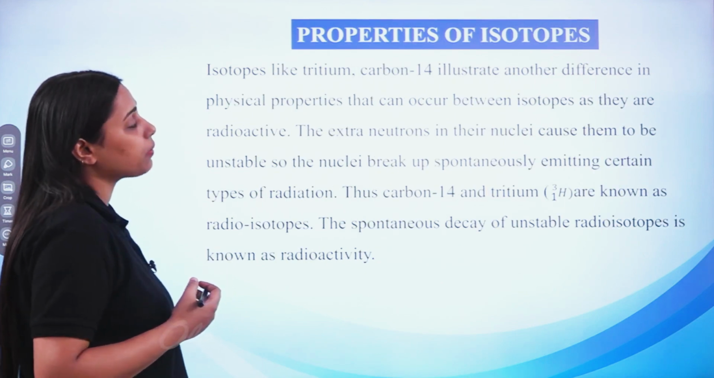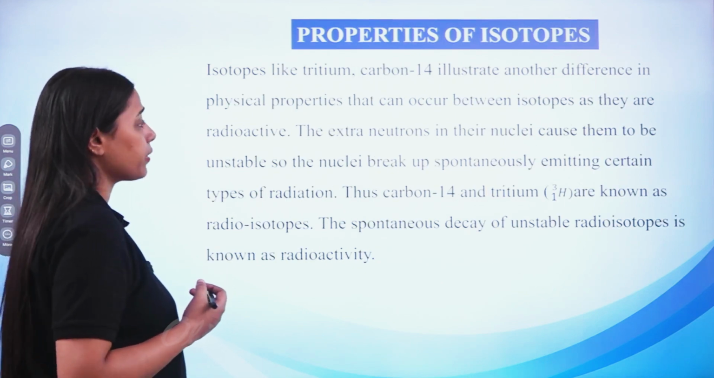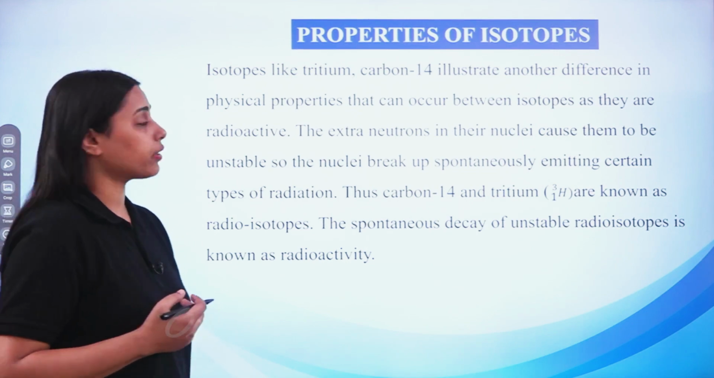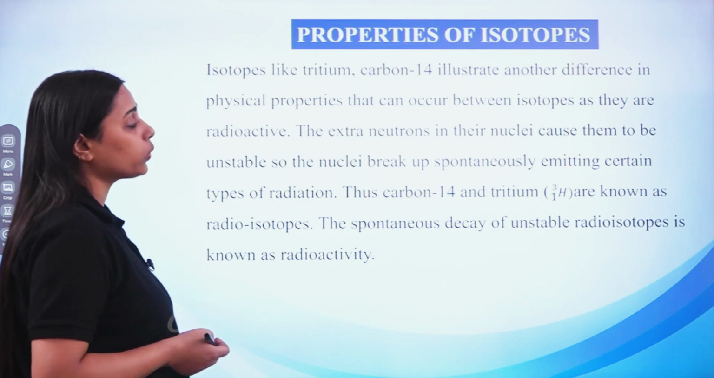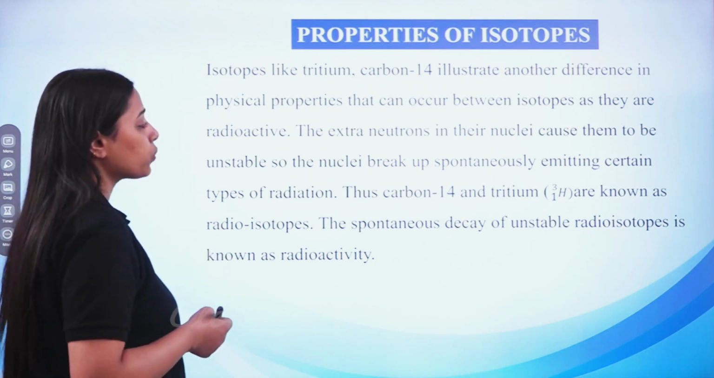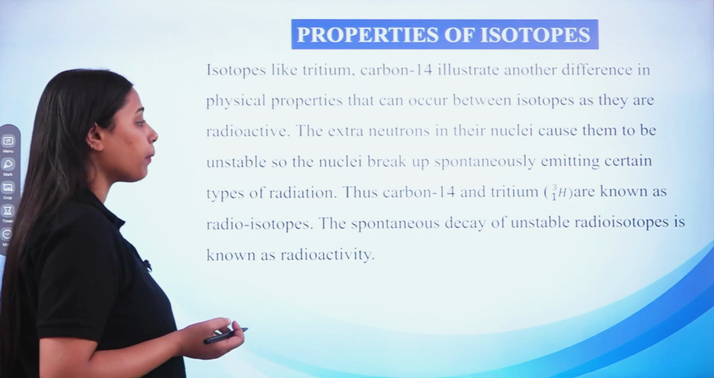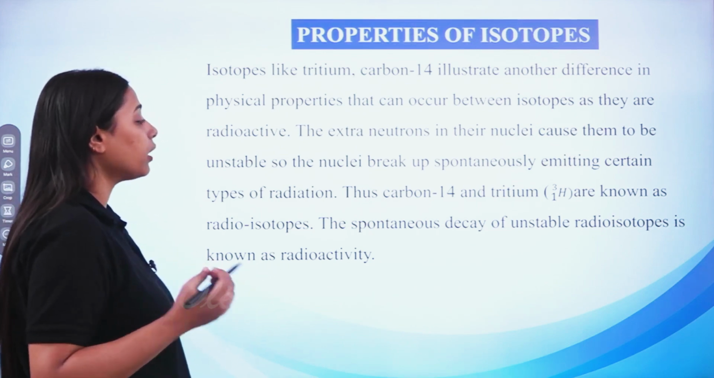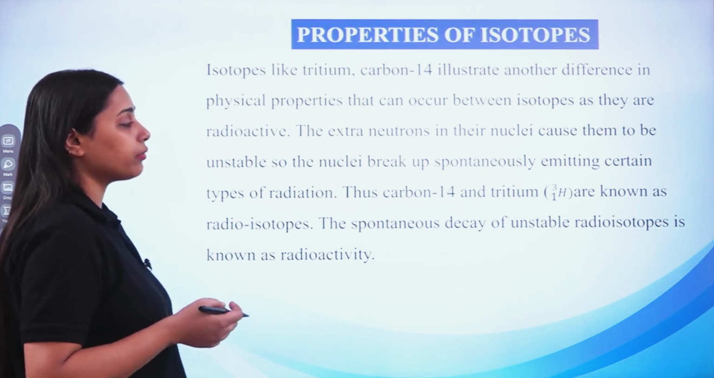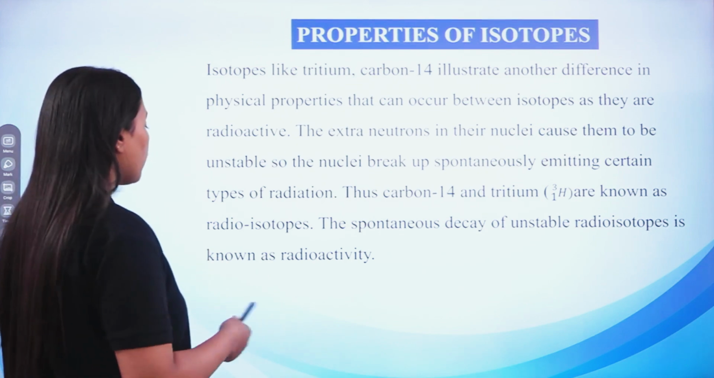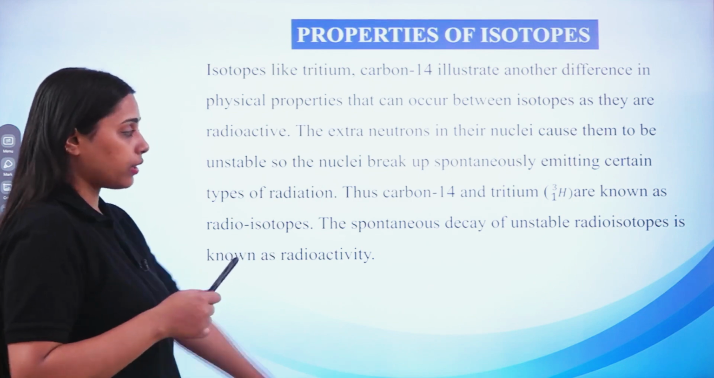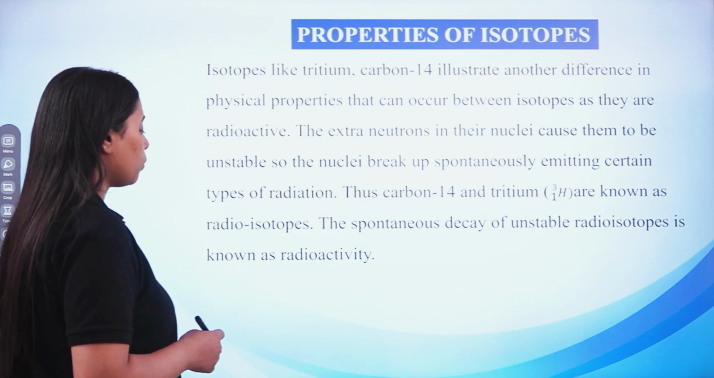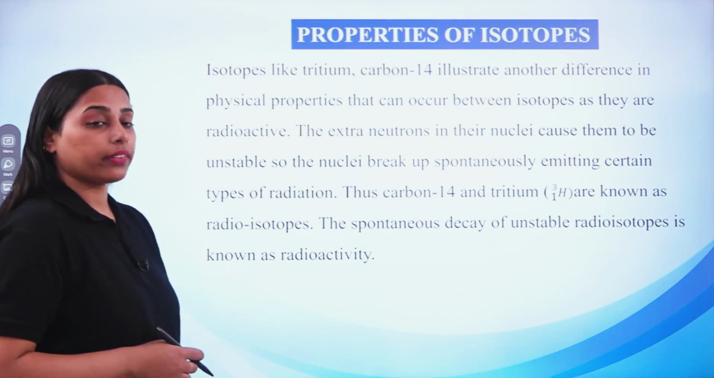Isotopes like tritium and carbon-14 illustrate another difference in physical property that can occur between isotopes, as they are radioactive also. The extra neutrons in their nuclei cause them to be unstable, so the nuclei break up spontaneously, emitting certain types of radiations. Alpha, beta, gamma radiations are liberated, and thus carbon-14 and tritium, which is also a radioactive isotope, are radioisotopes. Tritium also generates energy. The spontaneous decay of an unstable radioisotope is the phenomenon known as radioactivity.